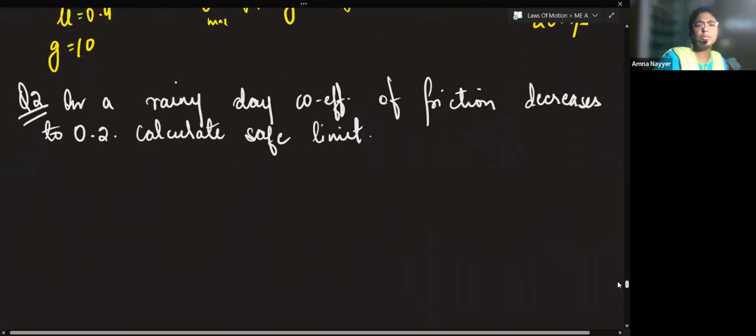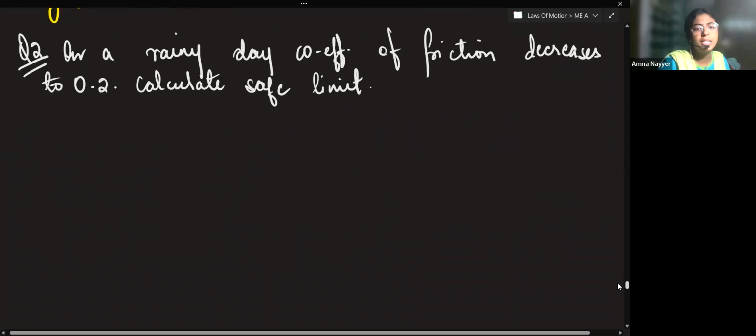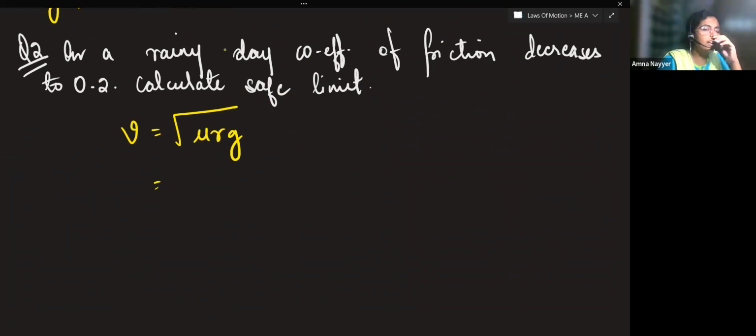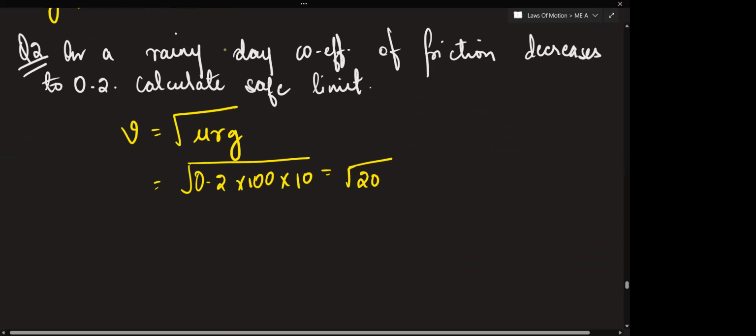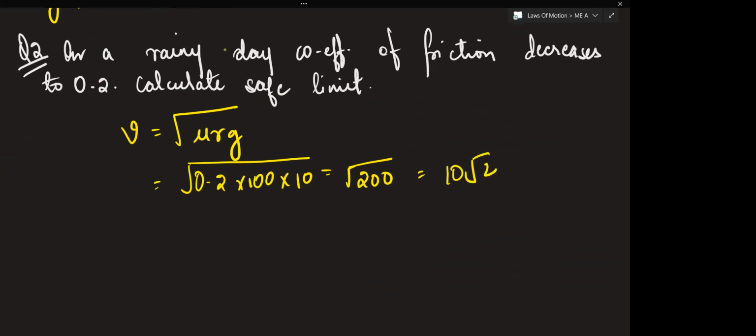This was a very easy and formula-based question. V is equal to under root mu r g. This is a continuation of the second question, so radius you can take as 100 only, and g is 10. So this becomes under root 200, which you can write as 10 root 2. So 10 into 1.414 is 14.14 meter per second. This will be your answer. 14.14. Yes, right, Talha.